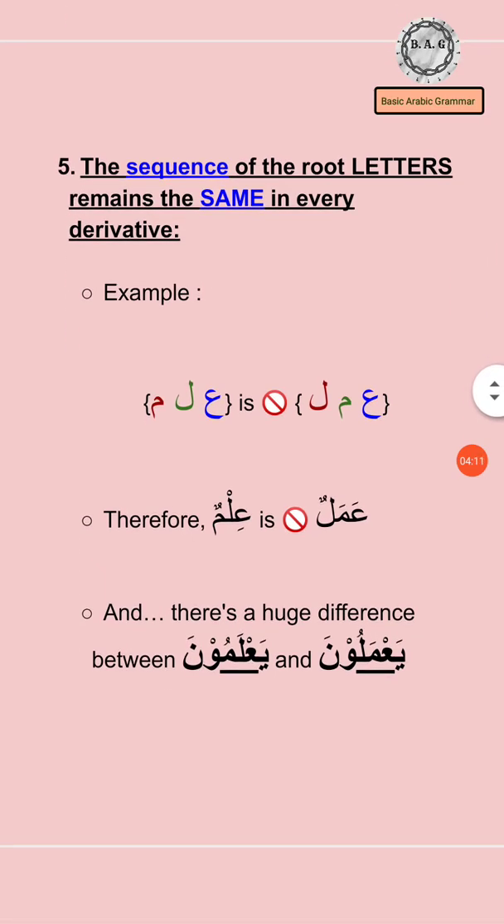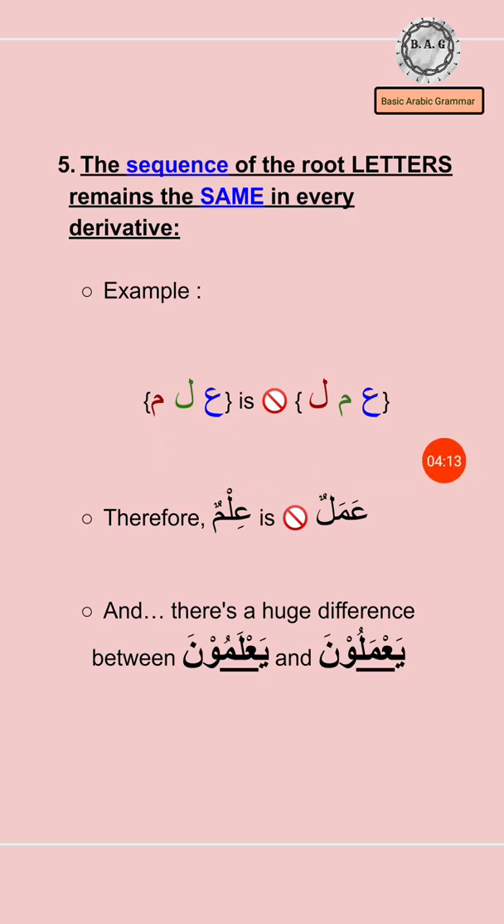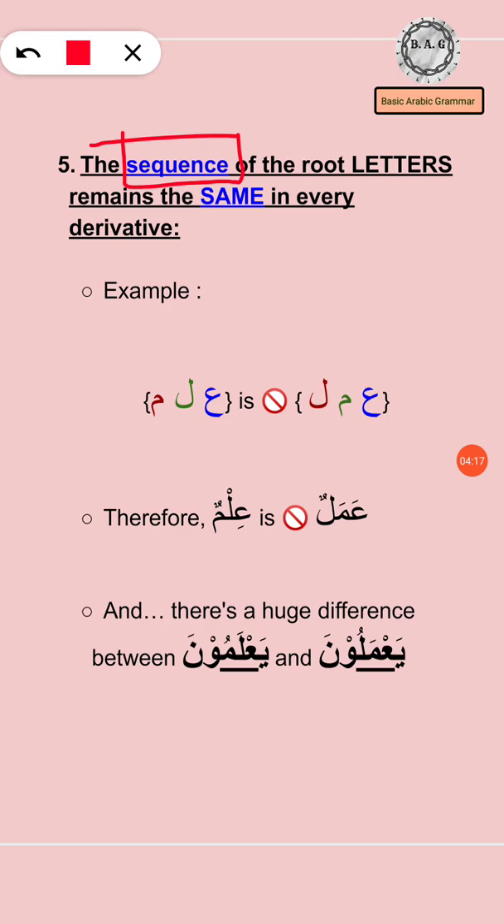All right, so next concept is very important, actually. It is saying that the sequence of the root letters remains the same in every derivative. Now this concept is quite obvious and it is quite logical. However, it is very often ignored. All right, and I'm going to demonstrate it. I'm going to show you an example as well.